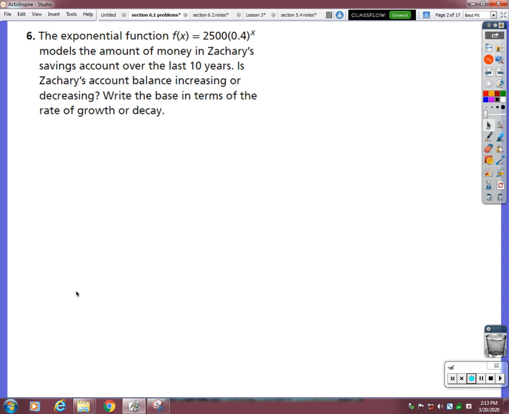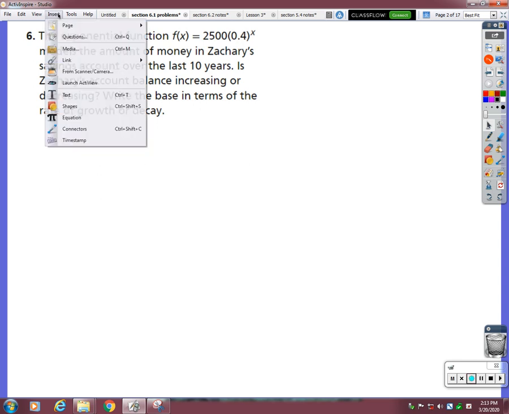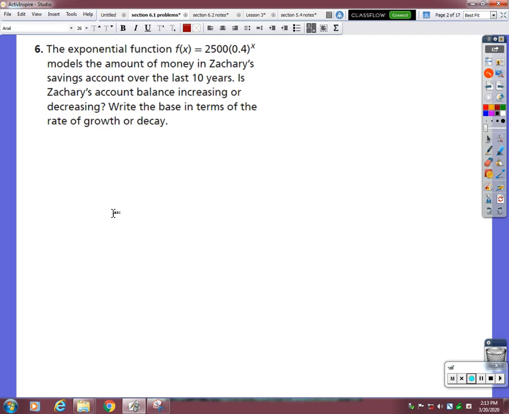Alright, next one, the exponential function models the amount of money in Zachary's savings account over the last 10 years. Is Zachary's account balance increasing or decreasing? Well, Zachary, things are not looking very good for you right now. It is decreasing because we are multiplying by a number way less than 1.